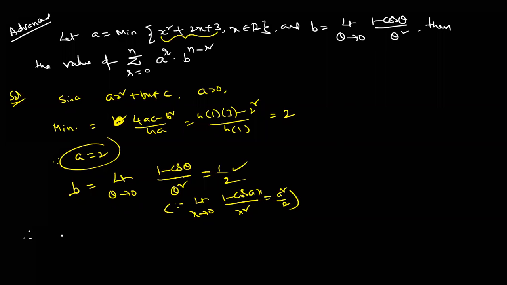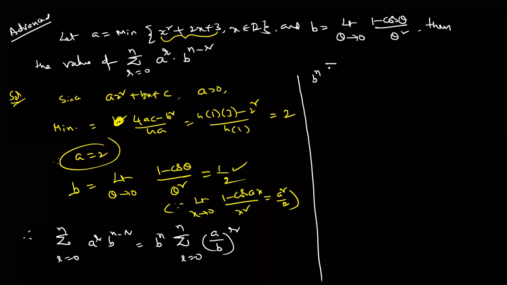Come to the question. What is the question? Sigma, r running from 0 to n, a power r, b power n minus r. Dear students, directly, here r is equal to 0, so you take b power n outside. What is the remaining? r from 0 to n. See carefully, (a by b) whole power r is coming. That is the question.